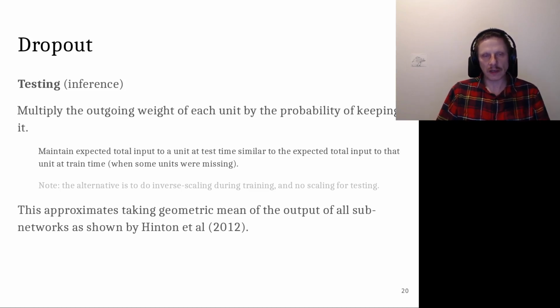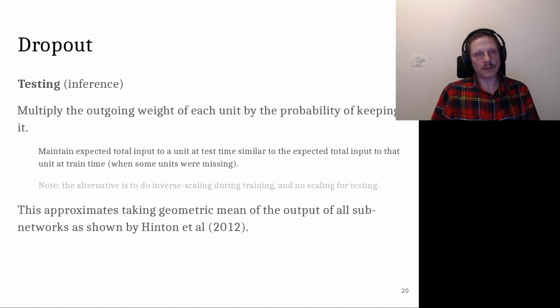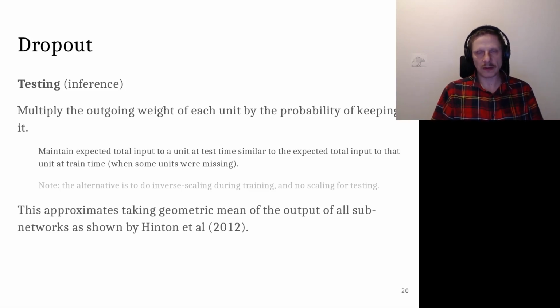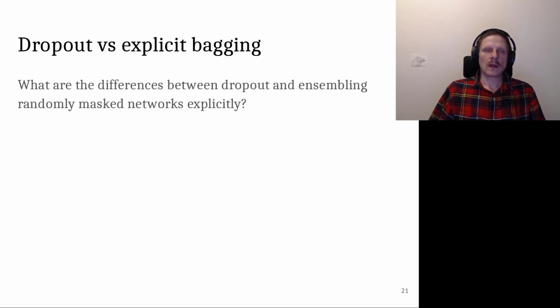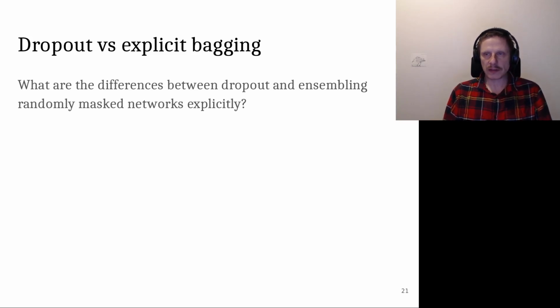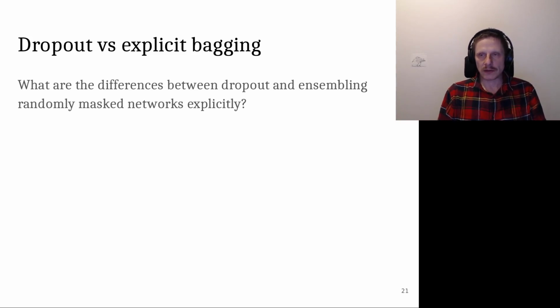Okay, and so Hinton et al. in 2012 showed that this approximately means taking the geometric mean of the output of all subnetworks. So in that sense, that is doing the ensembling. It's just this geometric averaging. And so one question is, why would you want to do it like this? What is the difference between dropout and explicit bagging? Maybe we can just explicitly train a few thousand different subnetworks and then ensemble them explicitly rather than doing this dropout trick.